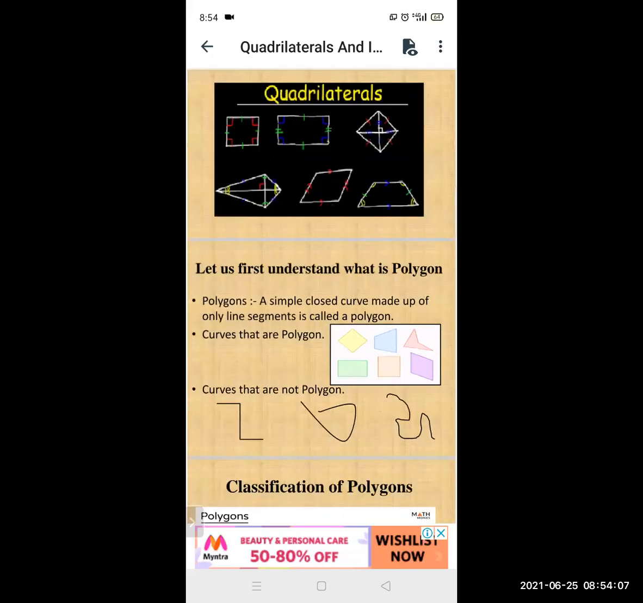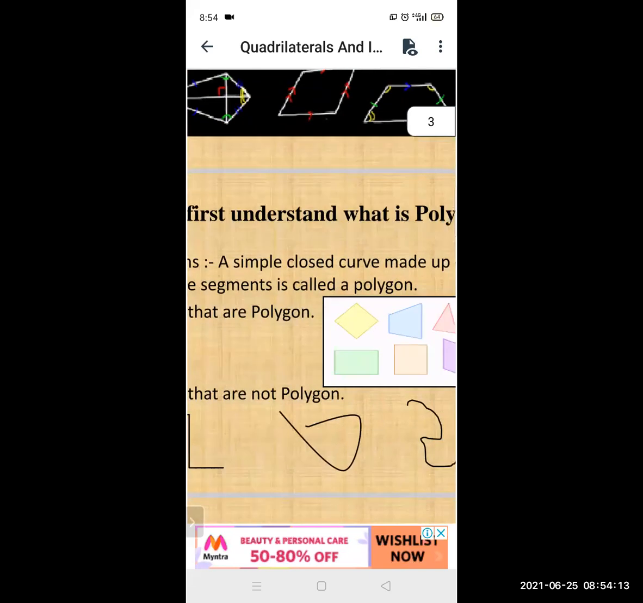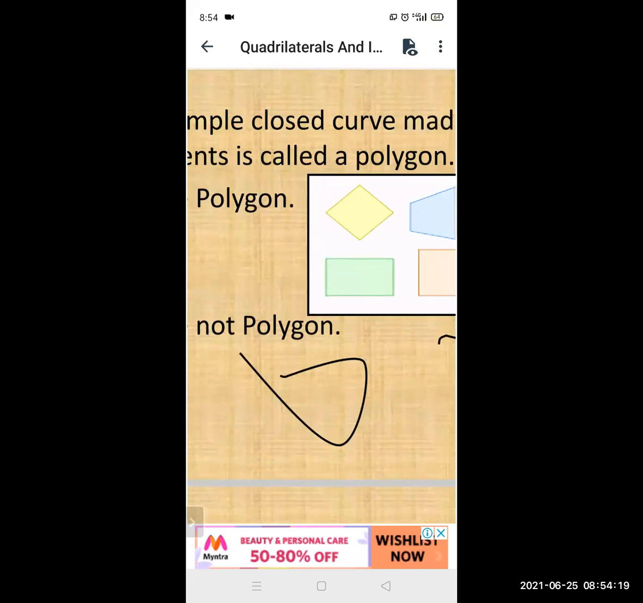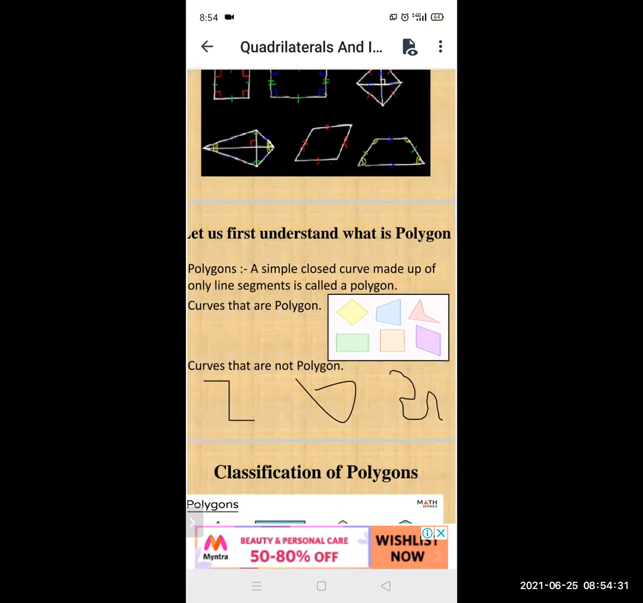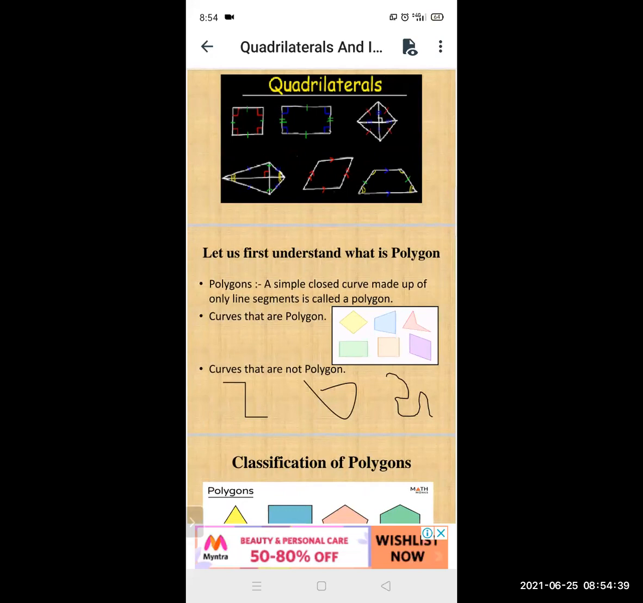And what are the curves that are not polygons? I have drawn some random lines here that are not called polygons. You can see here also, this is a complete line, but it has some gap, it is not completed. So this is not a polygon, because it should be closed and made up of line segments only. It should not be a curve shape. This is how we can decide which are polygons, simple closed curves made up of only line segments, and which we cannot consider as polygons.